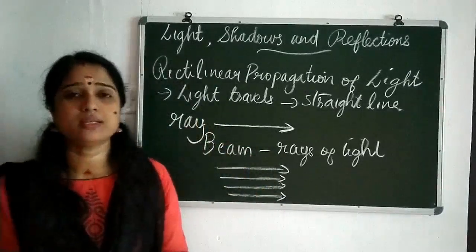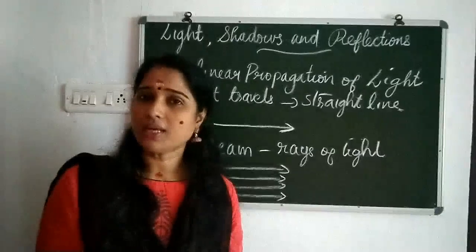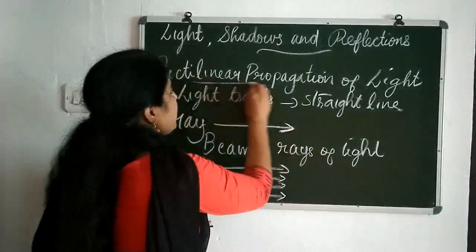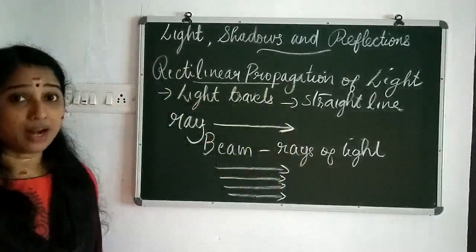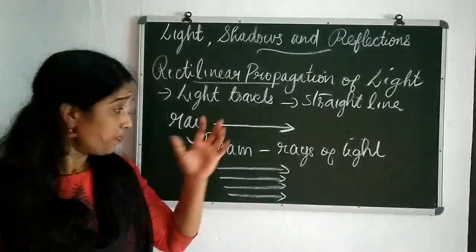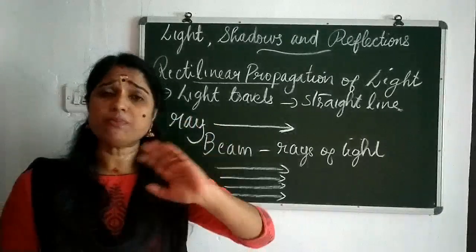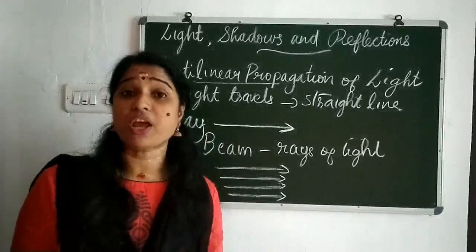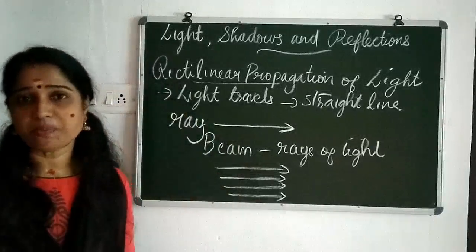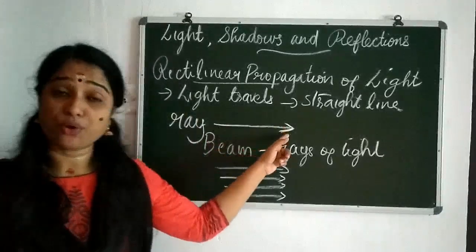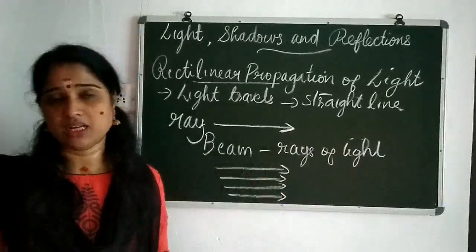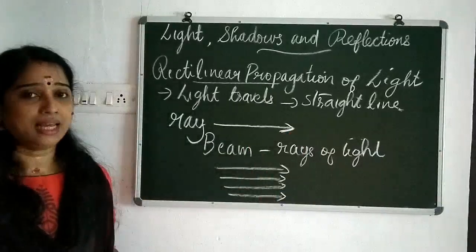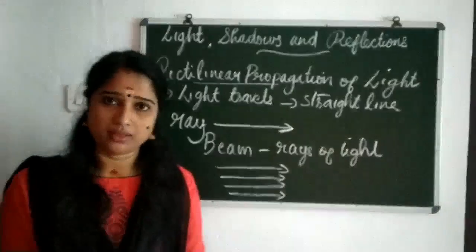Light always travels in a straight line, and this property is known as rectilinear propagation of light. And we know that the passage of light is called a ray of light, and it is always represented by a line and an arrow. A beam of light consists of numerous rays, and they are parallel to each other.